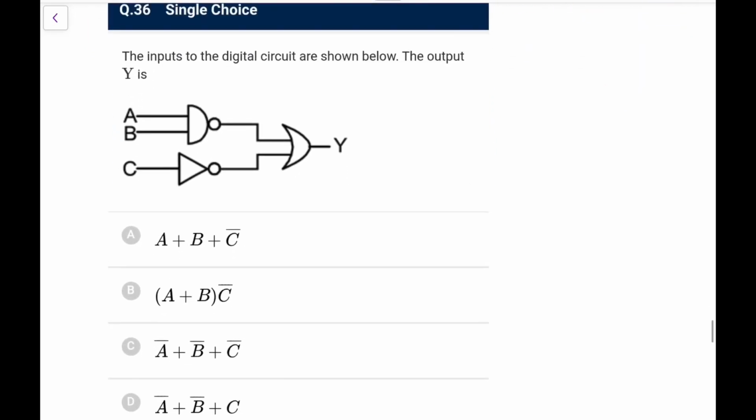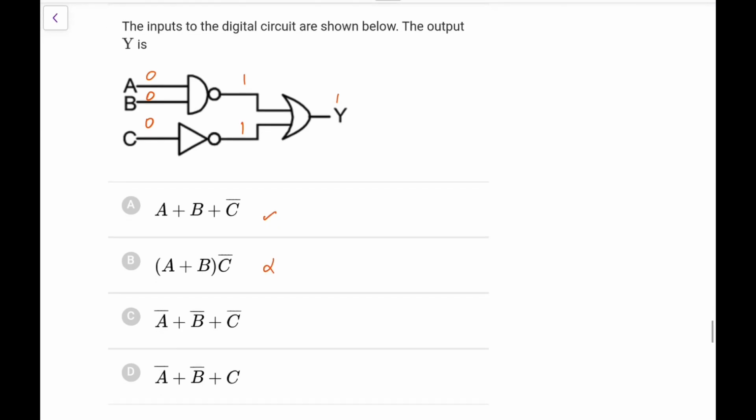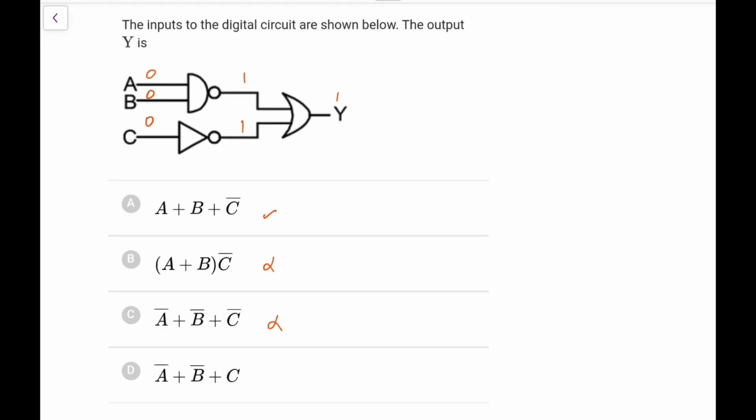The input to the digital circuit are given below, the output Y is going to be. Okay, so again it's a Boolean one. Again I don't go by Boolean one, I'll go by my tried and tested expression that I call truth table one. So let it be 0 0 0. So 0 and 0 will give 1, but this will give 1, so this will be 1. So all 0 will give me 1. So this gives all 0 as 1. This won't give all 0 as 1. This won't give all 0 as 1. No, this will give, sorry. This will give and this will also give.